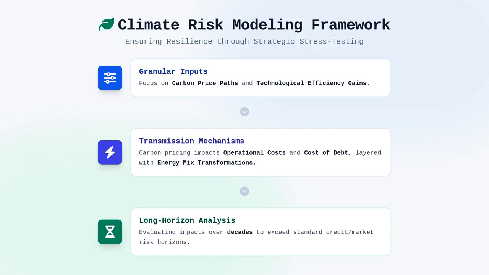By stress testing strategies against multiple plausible futures, we determine the robustness of an organization's business model under varying degrees of climate policy stringency. The goal is not to predict the most likely future with precision, but to ensure that the institution remains resilient even under the most challenging, high-impact scenarios.